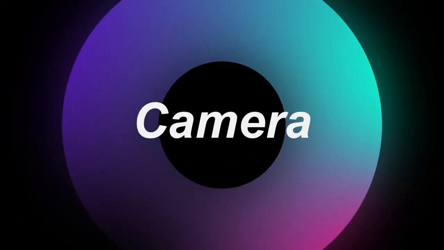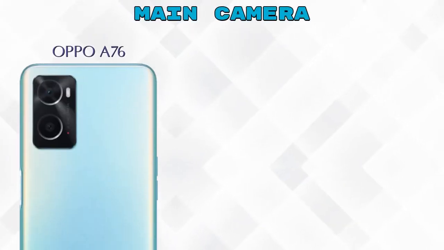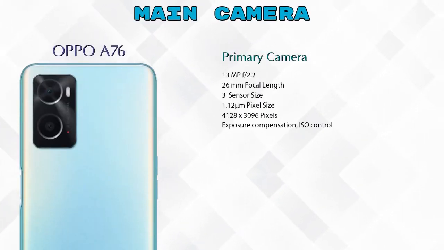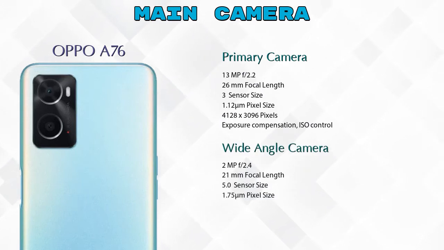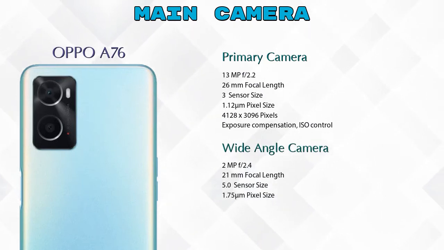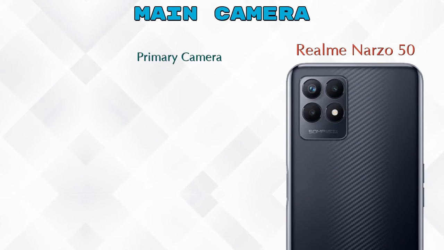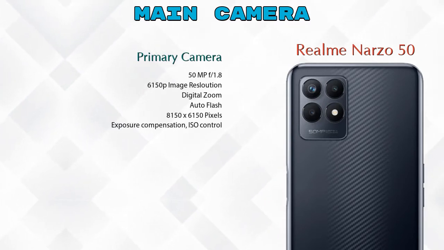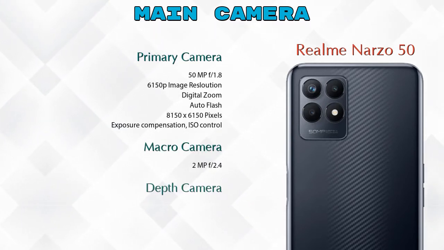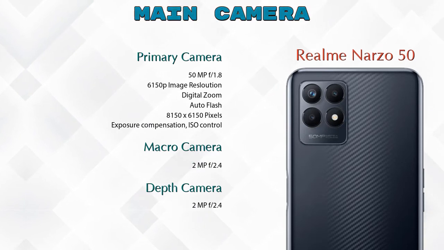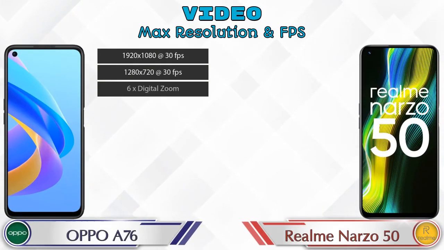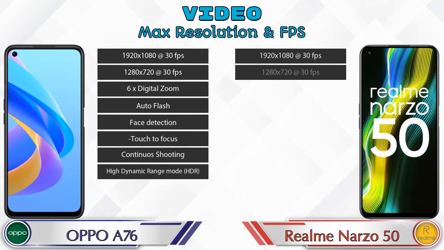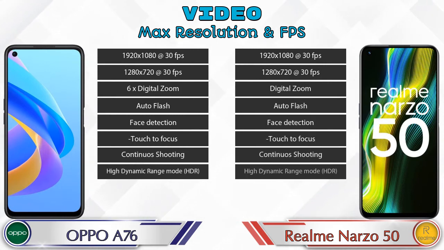Let's see the details about our favorite feature, the camera. Friends, first of all let's talk about the rear camera. We can see two cameras in the A76, which are the primary camera and a wide angle camera, and in the Narzo 50 we can see three cameras, which are the primary camera, a macro camera and a depth camera. If we talk about video, in both phones 8 different types of features are available.